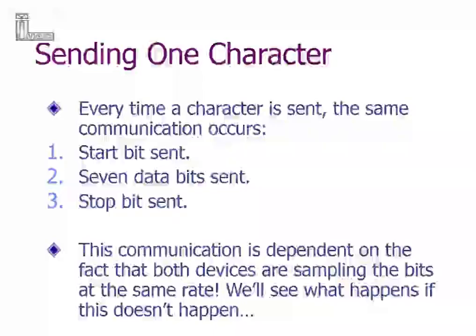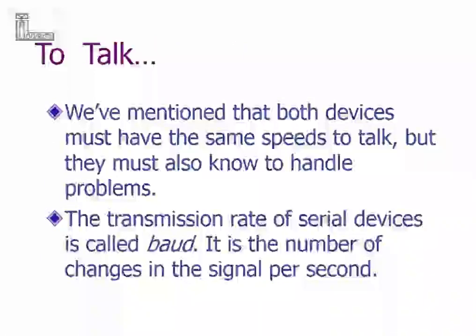And the start bit is a logical 0, that is plus 15 volt. Every time a character is sent, the same communication occurs. A start bit is sent, then 7 or 8 bits of data are sent, then a stop bit is sent. Now, in order to talk, we have mentioned that both devices must have the same speeds, but they also must know how to handle the problems. The transmission rate of serial devices is called baud. Baud is nothing but bits per second.